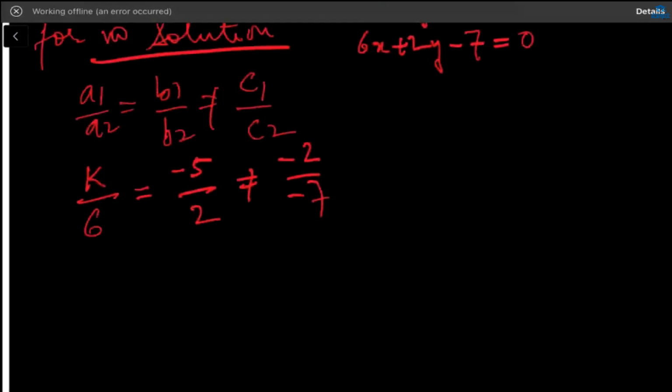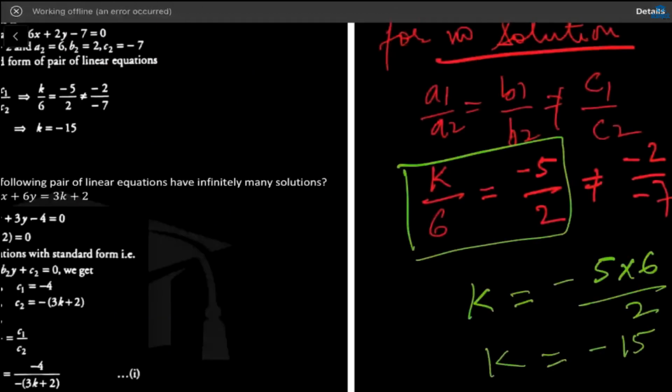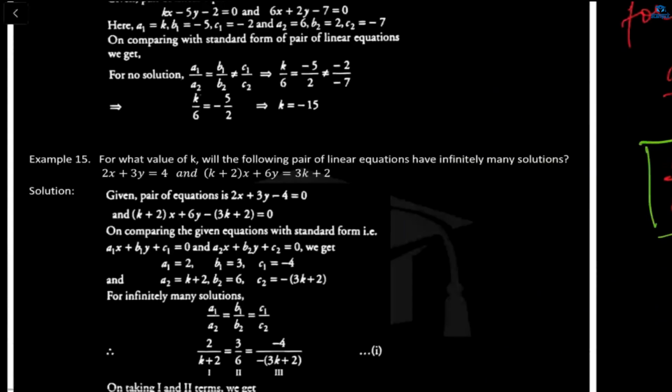Okay, so you can compare the first two to get the value of k. So you can directly write -5 multiplied by 6 upon 2, which should give you -15. K value will be what? -15. Okay, if you have two unknowns, you can compare any two and find the value of k.